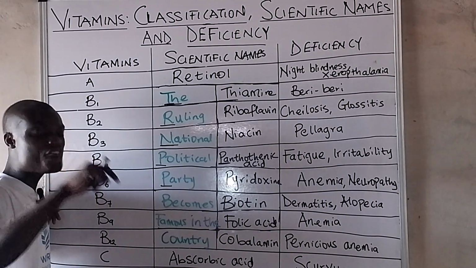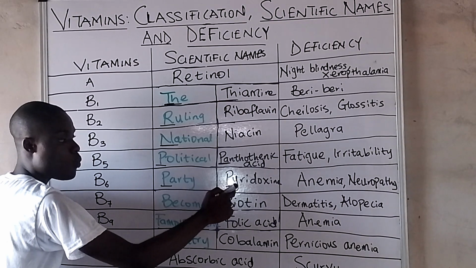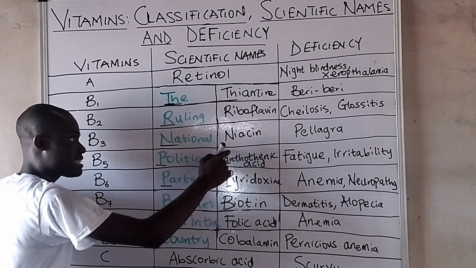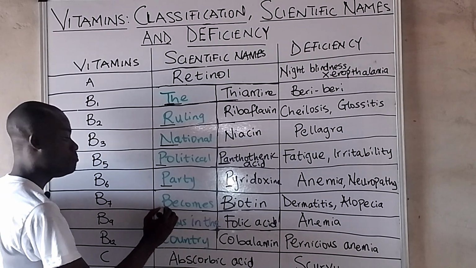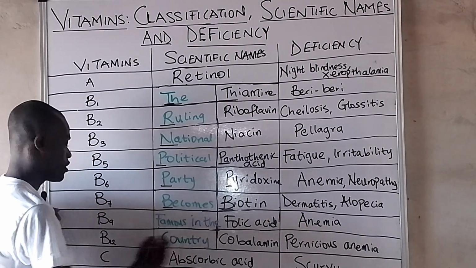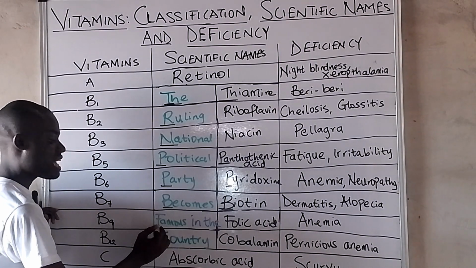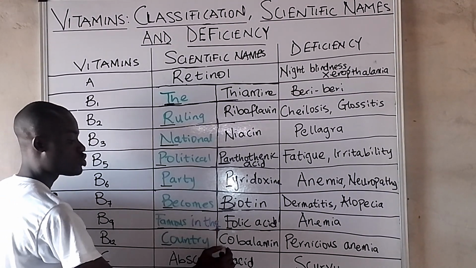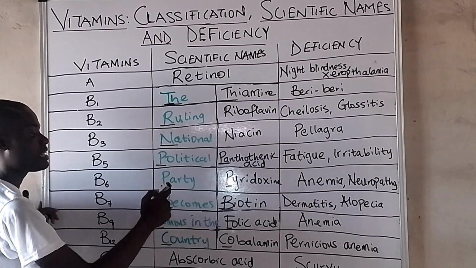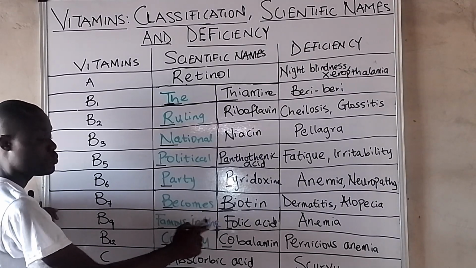So remember, in your alphabet, A comes before Y. So remember, it's pantothenic acid before pyridoxine. For vitamin B7, the B here stands for biotin. For B9, it is F, which is folic acid. Then for B12 is C, which is cobalamin. So the ruling national party becomes famous in the, we are not interested in the rest.